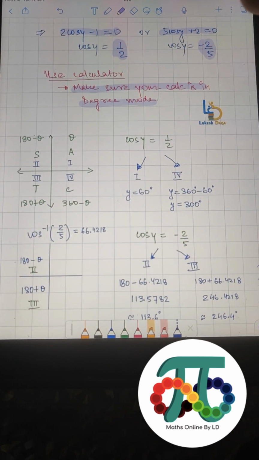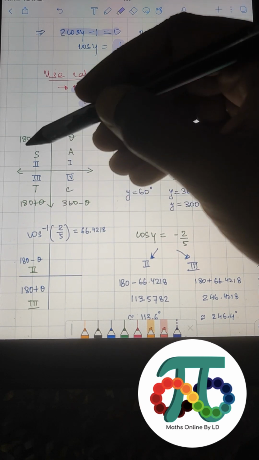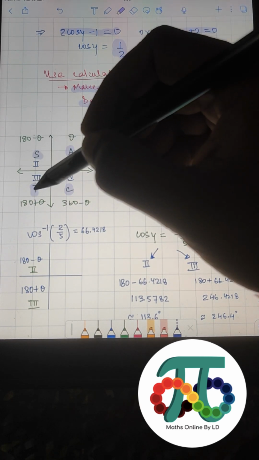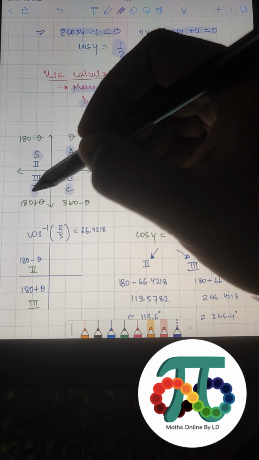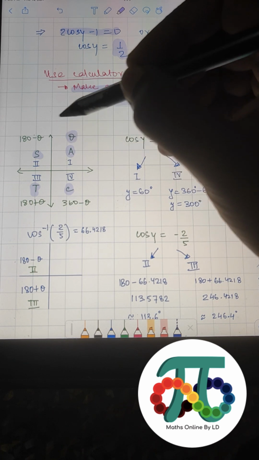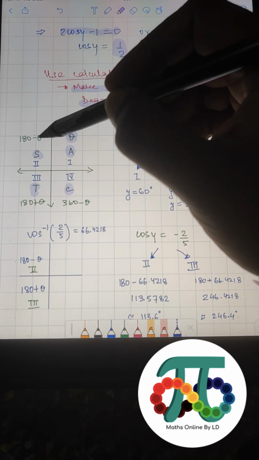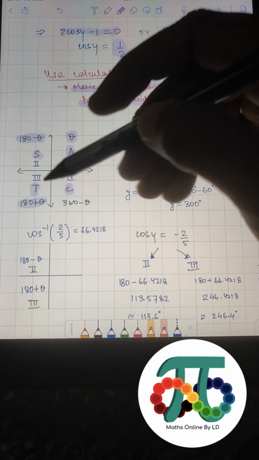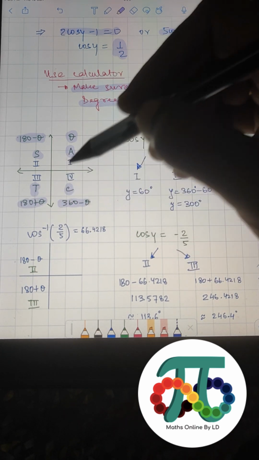Now I guess most of you are familiar with this, the quadrant ASTC: A means all, S means sine, T means tan, and the fourth quadrant is cos. And also we are familiar with this: the first quadrant value is theta, second quadrant value is 180 minus theta, third quadrant 180 plus theta, and the fourth quadrant is 360 minus theta.